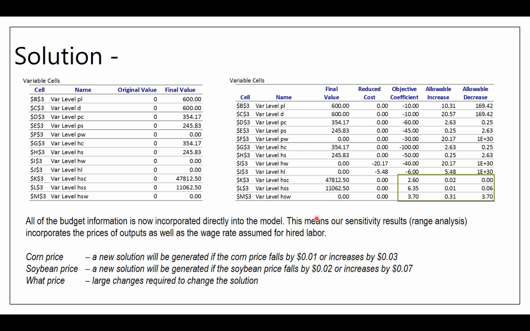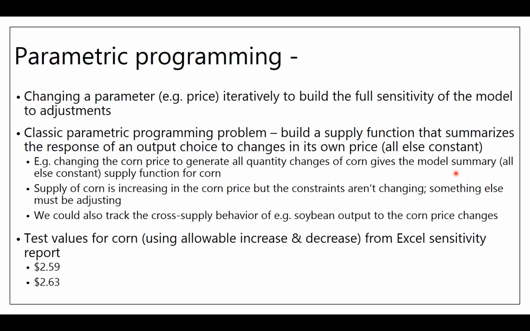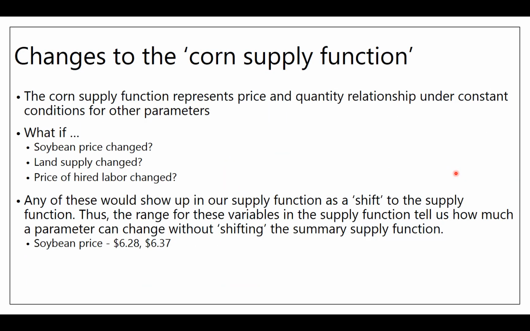If we had the constraints down here, you would see that the land constraint could also generate changes. For the hired labor, you see here that you need a very large change in the price for hired labor, and so it's not really worth checking. Okay, so any of these could show up as a shift to our supply function. So the range of these variables tells us how much the parameter can change. If we're trying to generate a supply function or think about corn supply for this producer in an analysis context, how much play do we have in that soybean price before we shift our supply function?